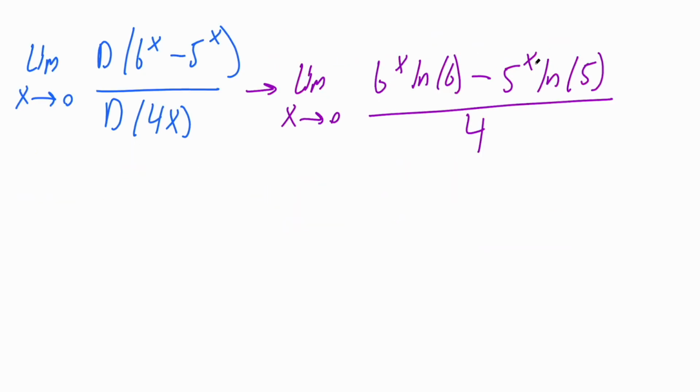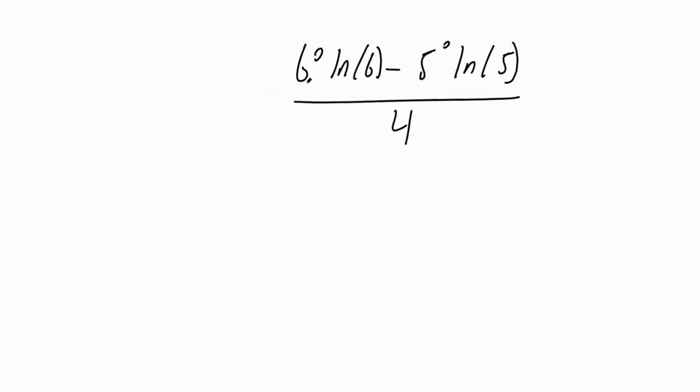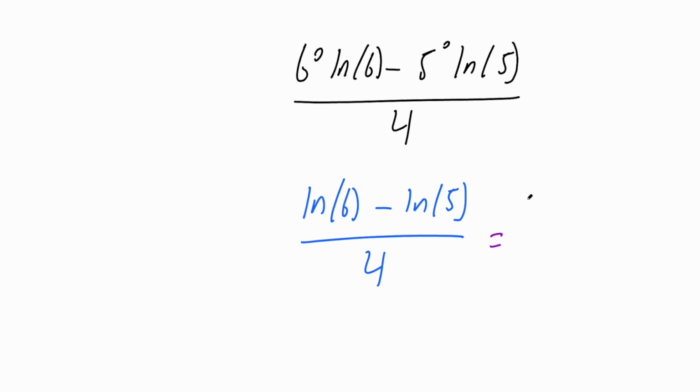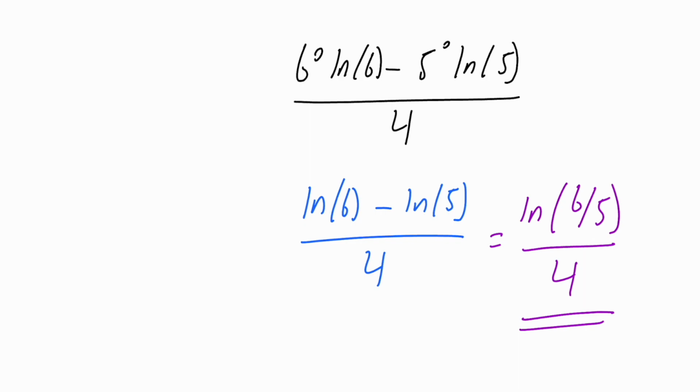We'll plug in a 0 here, and so we would get 6 raised to 0 ln(6) minus 5 raised to 0 ln(5) divided by 4. And again, 6 raised to 0 is 1, 5 raised to 0 is also 1, so we get ln(6) minus ln(5) divided by 4. And if you want to be fancy, you could say ln(6/5), if you use your log properties, divided by 4. And this right here is your final answer, and that's all we need to do for this problem.